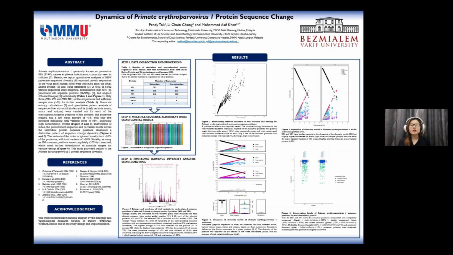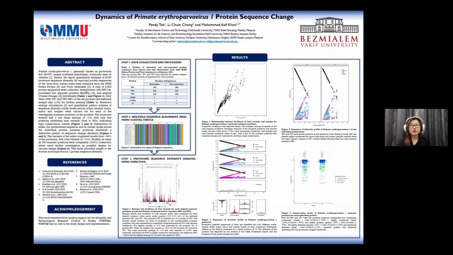My talk is about studying the protein sequence change dynamic of Primate erythroparvovirus 1. The virus is generally known as parvovirus B19 or B19V and is a human viral pathogen that commonly infects children, causing erythema infectiosum. Herein, we report the proteome sequence diversity dynamic of B19V.